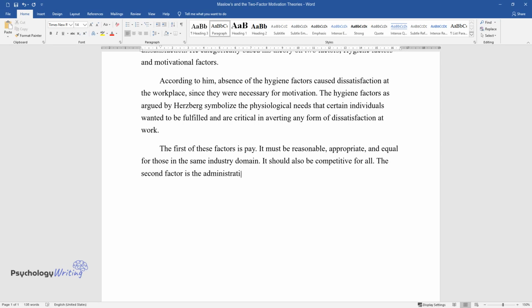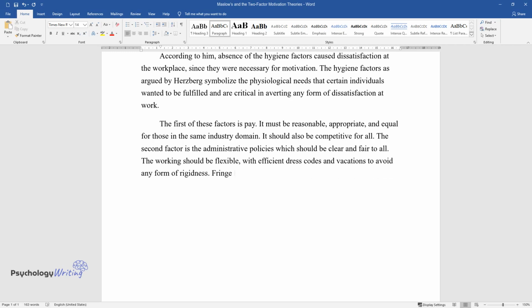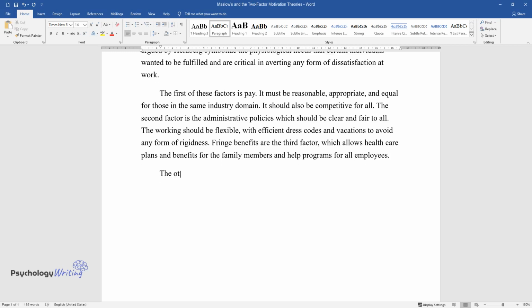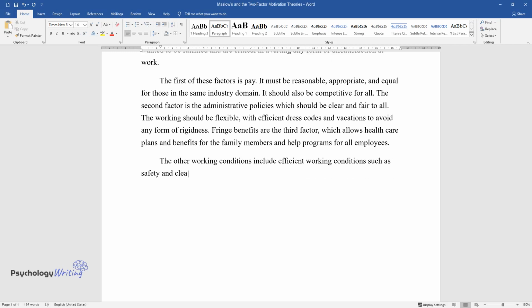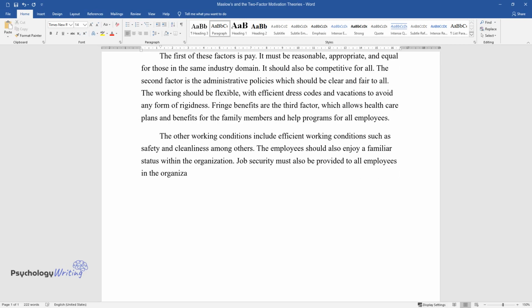The second factor is the administrative policies, which should be clear and fair to all. The working should be flexible, with efficient dress codes and vacations to avoid any form of rigidness. Fringe benefits are the third factor, which allows healthcare plans and benefits for the family members and help programs for all employees. The other working conditions include efficient working conditions such as safety and cleanliness, among others. The employees should also enjoy a familiar status within the organization. Job security must also be provided to all employees in the organization.